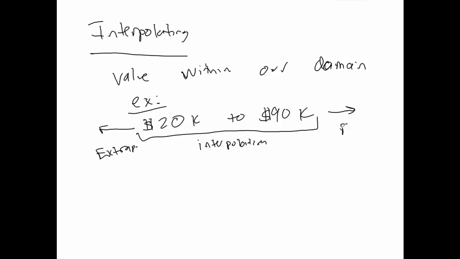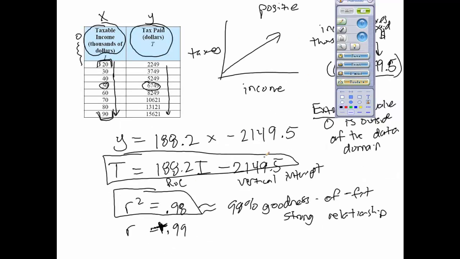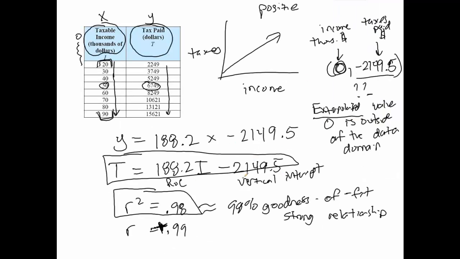That's just a term referring to whether we are using the data the way we should. We probably shouldn't be going to something like 170,000, because maybe the people who earn that much behave differently than the people who earn between 20 and 90. They may be in a different tax category altogether. Okay, so we interpreted our vertical intercept, which has to do with this idea of extrapolation: a person earning $0 would pay negative $2,149.50 in taxes.